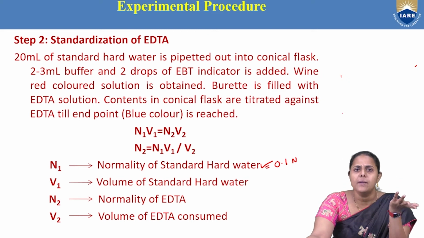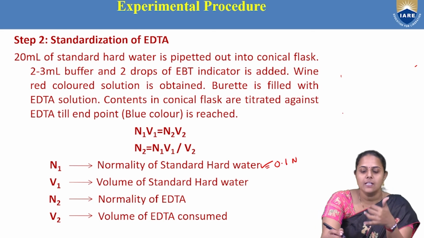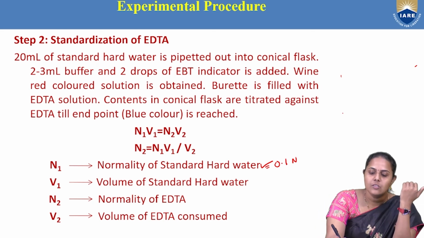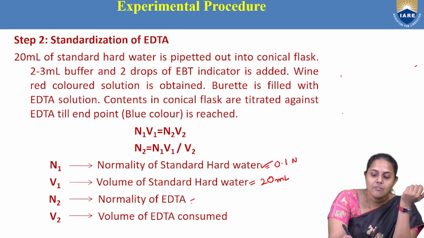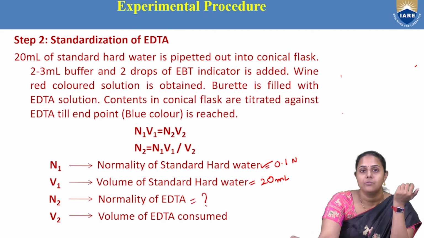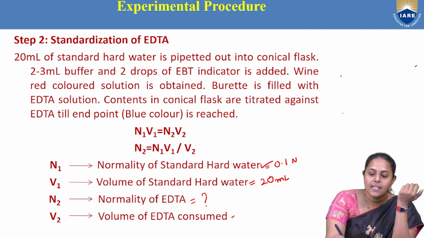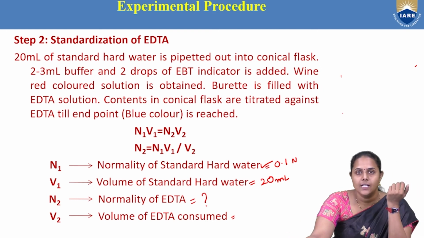If you want, you can pipette out 10 ml also. Depending on your choice, you can take it. I have taken 20 ml. So here, instead of V1, that is volume of standard hard water, I am writing 20 ml. If you have taken 10 ml, you can write down 10. Okay. Normality of EDTA we have to find out. Now volume of EDTA, it is the burette reading.